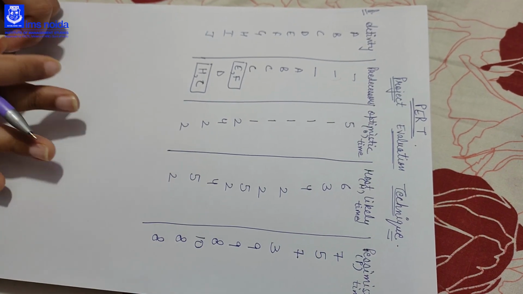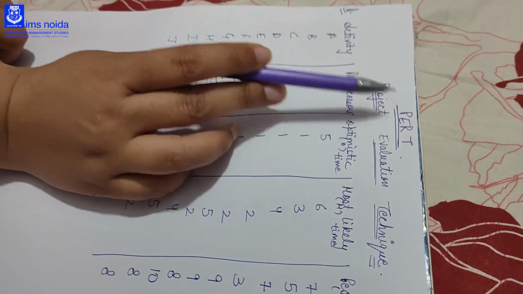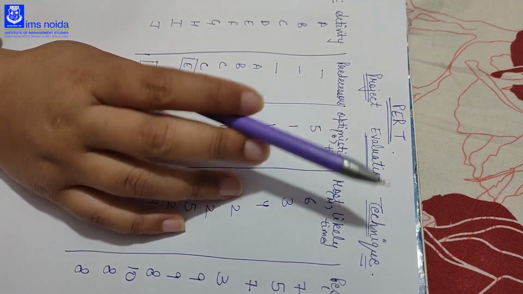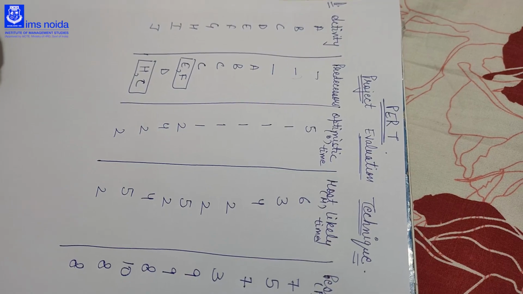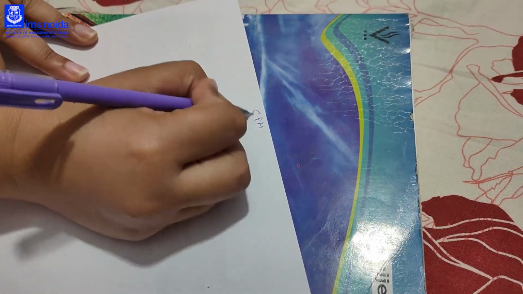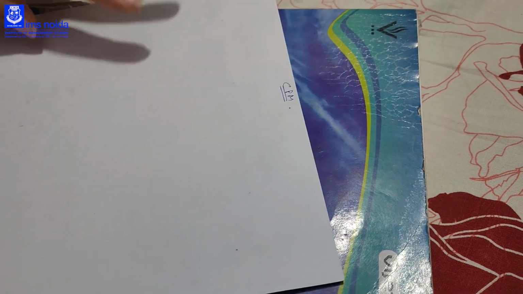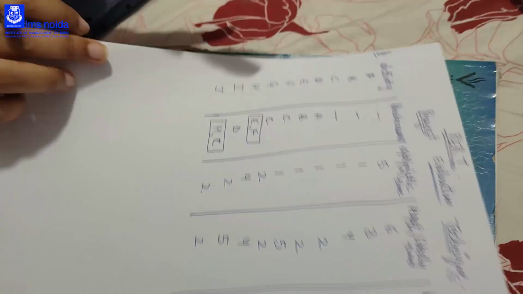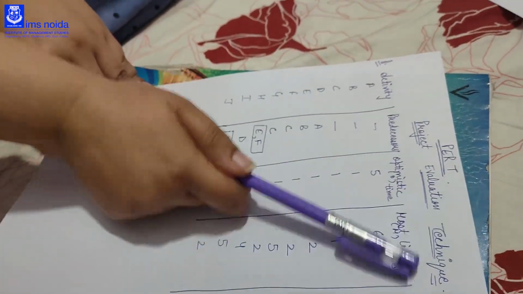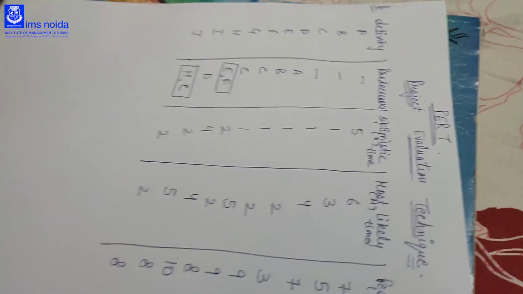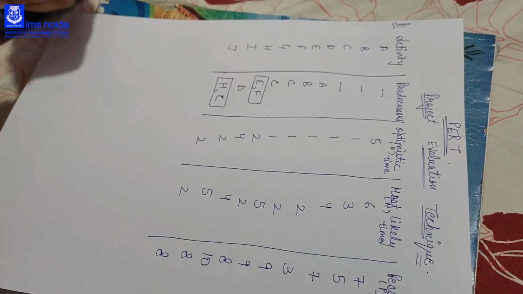Today we are going to study the PERT method, that is Project Evaluation Technique. In the last video we studied CPM, the Critical Path Method. The second part of Unit 4 of Operations Research is PERT, Project Evaluation Technique. So this is the question of Project Evaluation Technique.